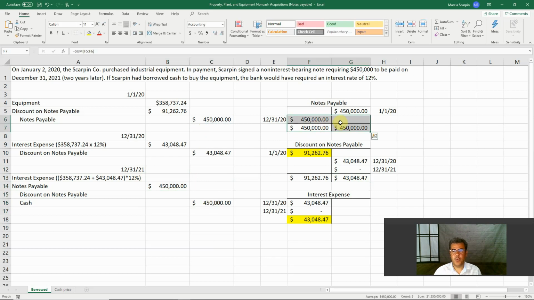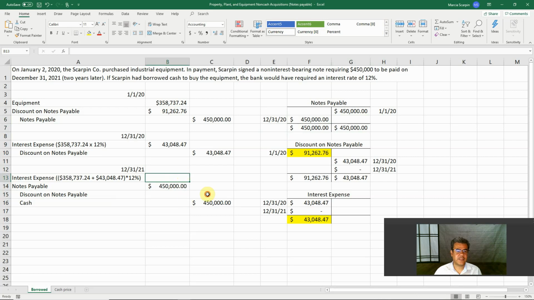So notes payable, we close it. The second one, the interest expense and discount on notes payable. So discount on notes payable will be the same as our interest expense. How do we find it? Our carrying value, equipment plus interest expense times 12%, 48.